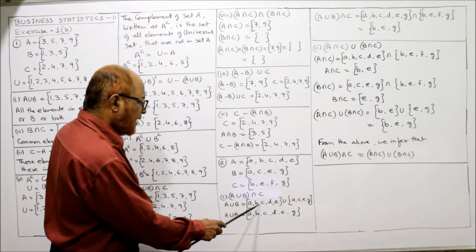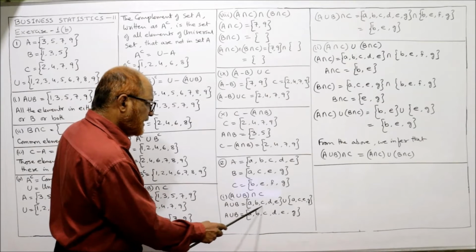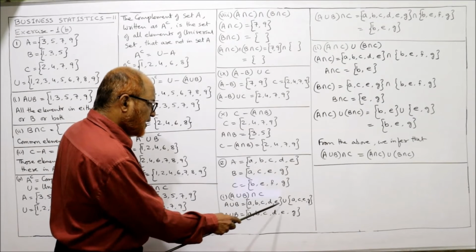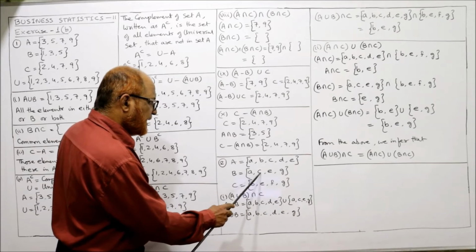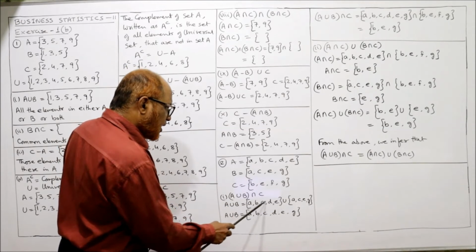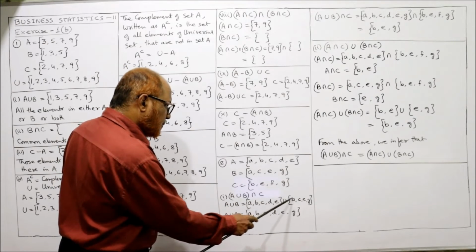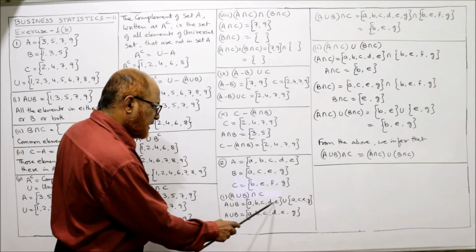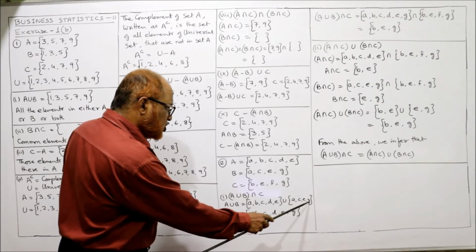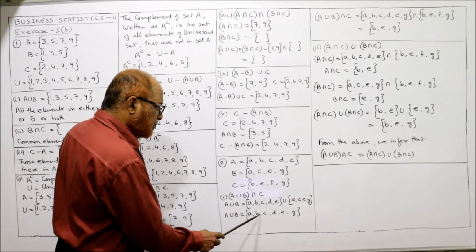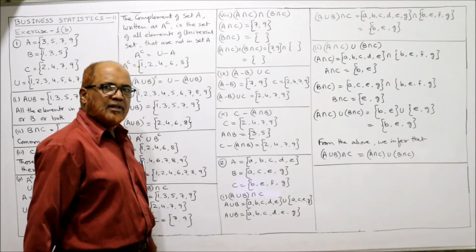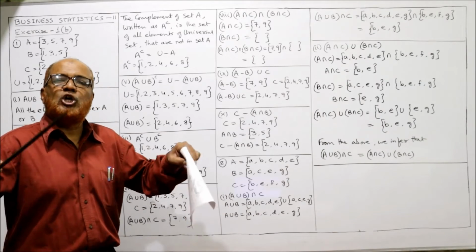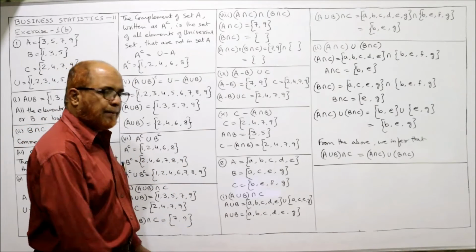A union B. A is A, B, C, D, E. B is A, C, E, G. Now combining these two, we'll get A union B. So A, B, C, D, E and A, C, E, G. So G will be taken. So A, B, C, D, E, G. These are all the elements of the union A union B.